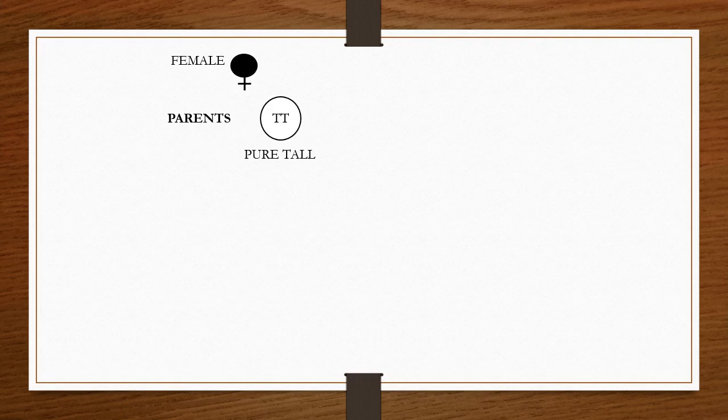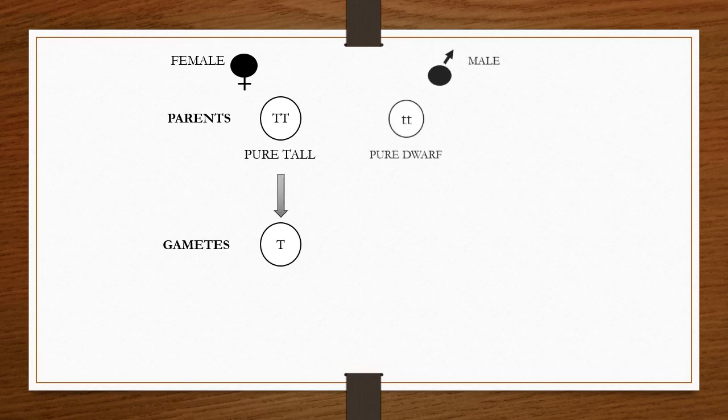So he took the female parent as a pure tall plant, and this pure tall plant produces a gamete that is capital T. And he took a pure dwarf plant as a male, represented with small t, small t. Dwarf is represented as a recessive character. And he cross-pollinated these two plants, the pure tall and pure dwarf plant.